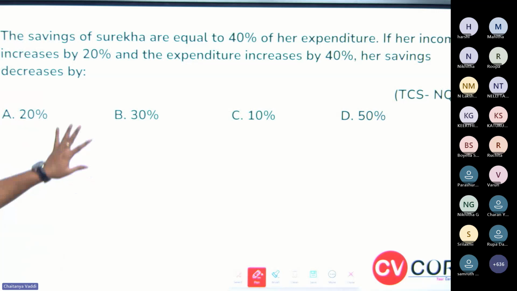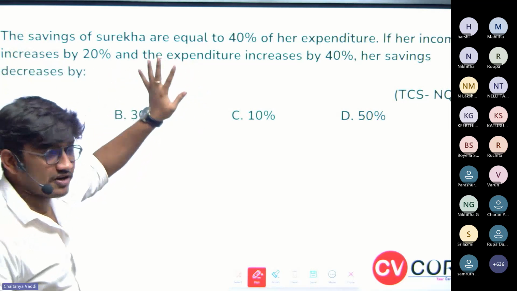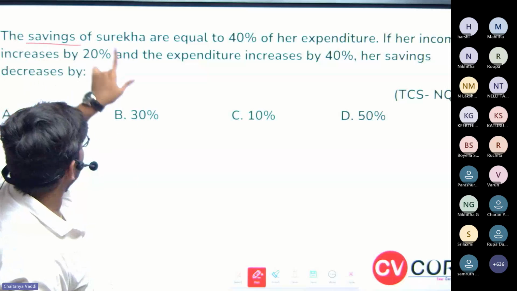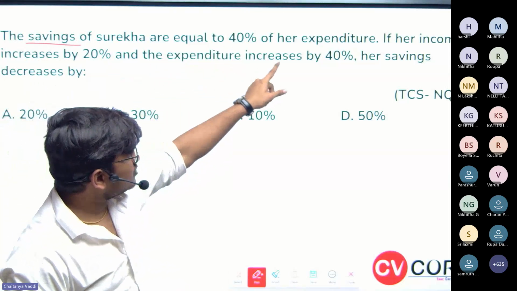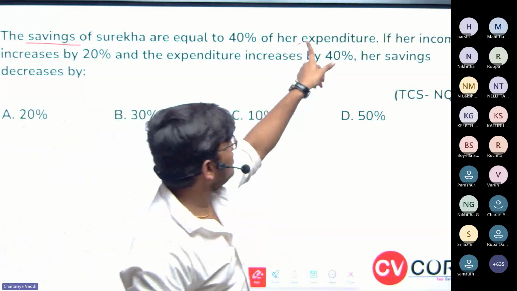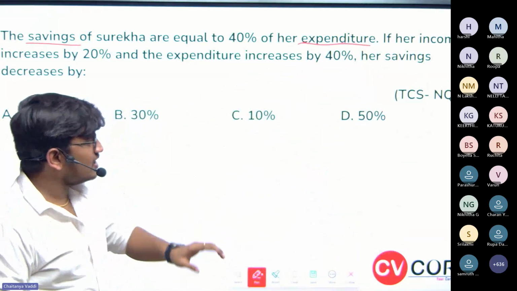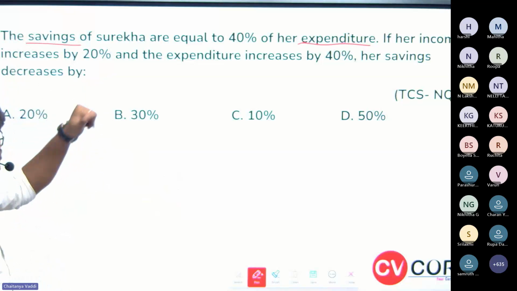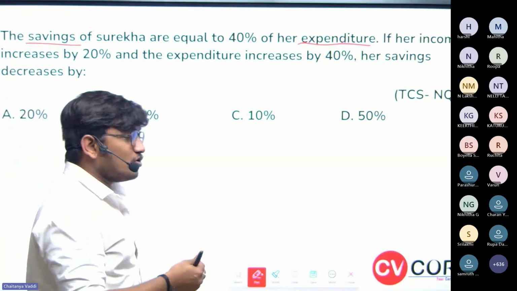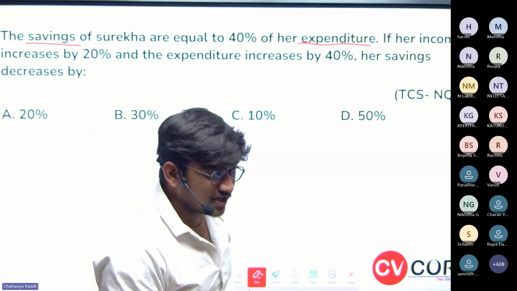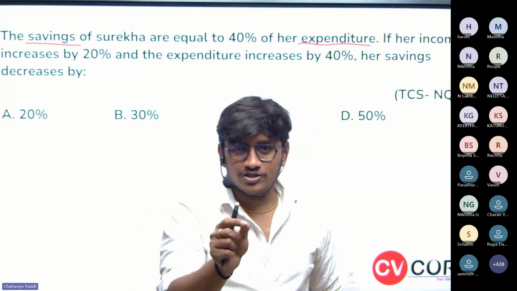These types of questions from percentages are very, very important. The savings of Sureka are equal to 40% of her expenditure. If her income is increased by 20% and expenses are increased by 40%, her savings decreased by what percentage? Very, very important question. To solve this question, you should understand a very simple logic.